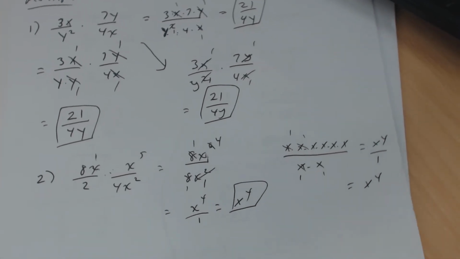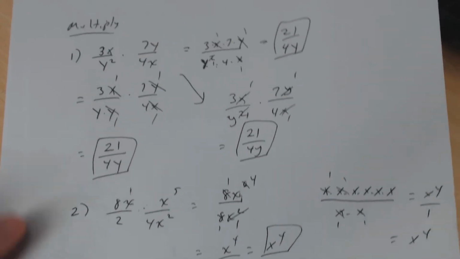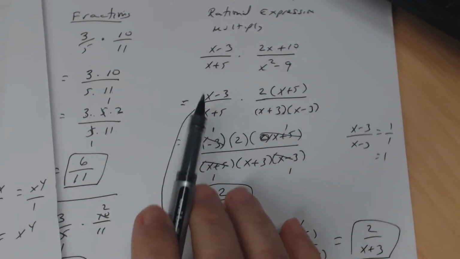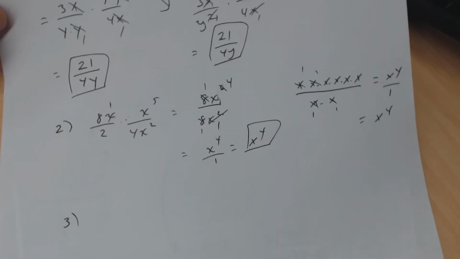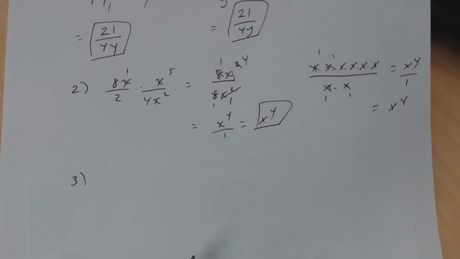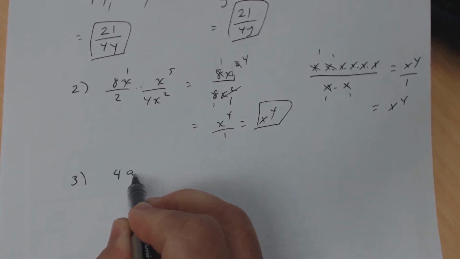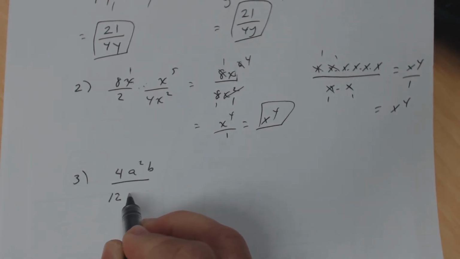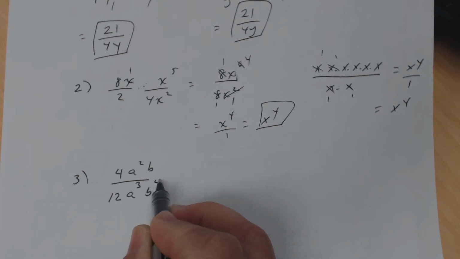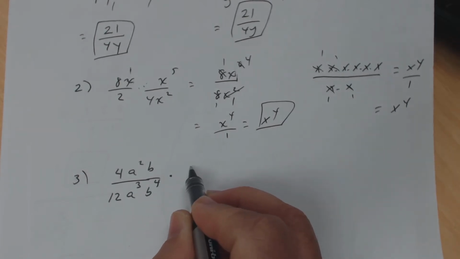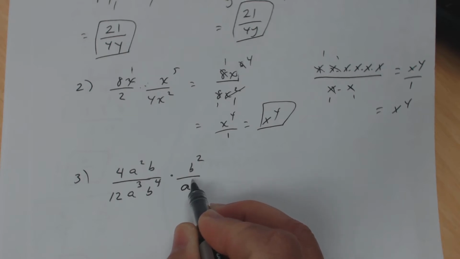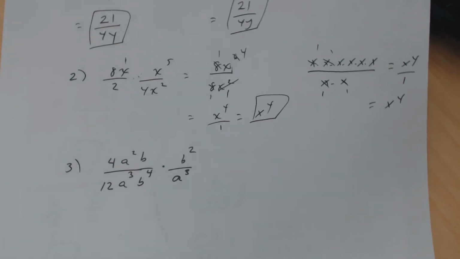That's the answer. All right, let's look at this one. Now, the monomial ones are a little bit more challenging for students. These are a little bit more challenging for students. All right, number 3. Let's suppose you had 4a squared b over 12a cubed b to the 4th times, let's say, b squared over a cubed. So let's suppose we had this.